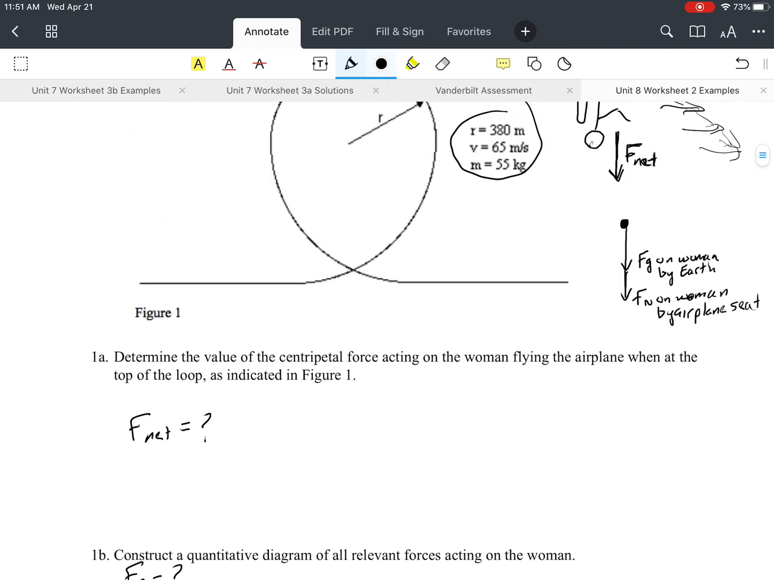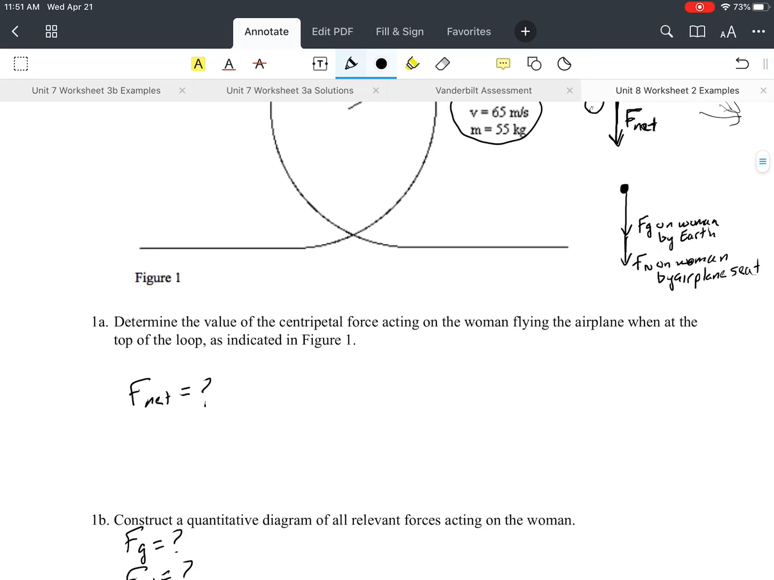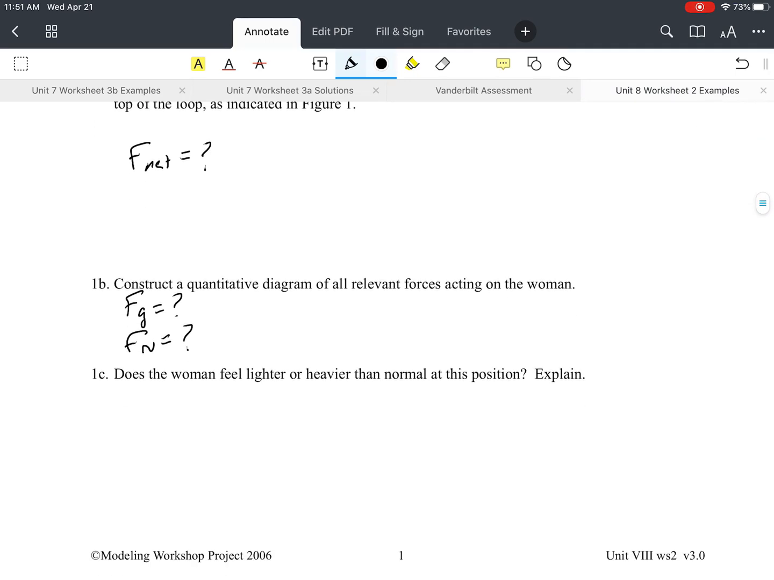And remember, F net is how much extra force you have pointed towards the center of the circle. And knowing that there's only two forces, and they're both pointed towards the center of the circle, the F net makes up those two forces, both Fg and Fn. They're both going in the same direction, so they're both going towards the center, so they're both positive. So you'll add them up.